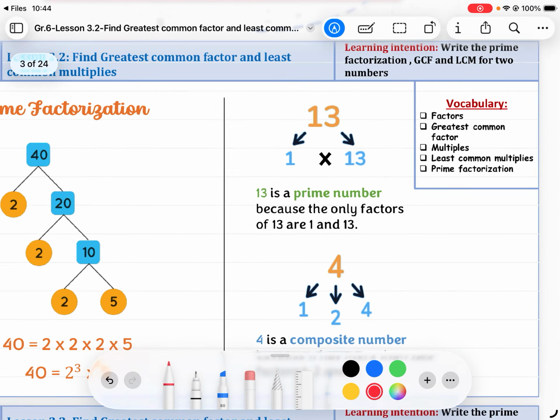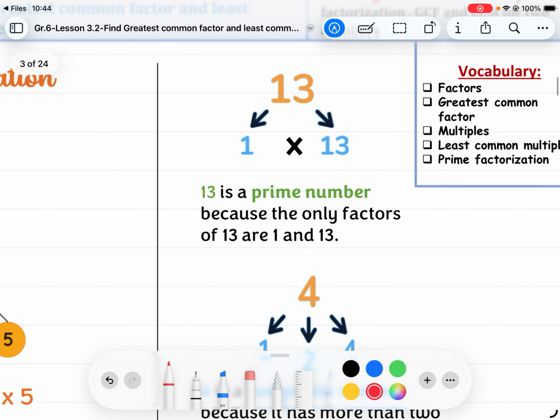So let's recall here, for example, 13. Think of two factors that when you multiply will give you 13. If you think about it, you have only two factors and they are 1 and 13. So 1 times any number will give you the same number. So in this case, we call 13 a prime number.